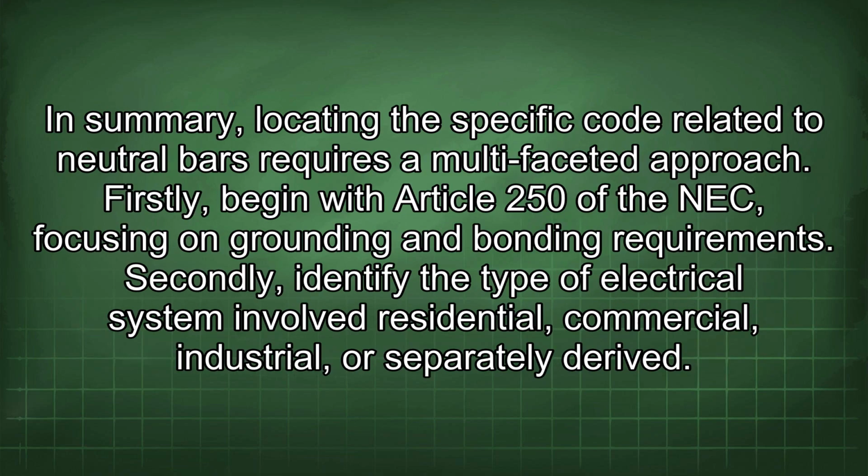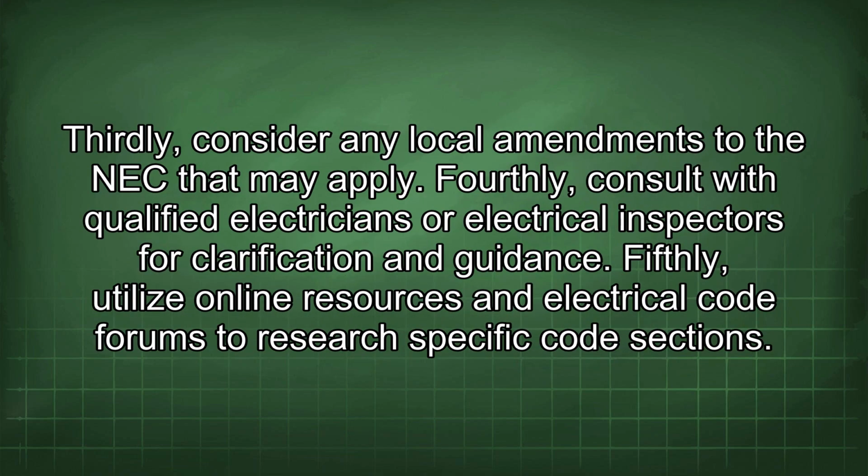In summary, locating the specific code related to neutral bars requires a multifaceted approach. Firstly, begin with Article 250 of the NEC, focusing on grounding and bonding requirements. Secondly, identify the type of electrical system involved: residential, commercial, industrial, or separately derived. Thirdly, consider any local amendments to the NEC that may apply. Fourthly, consult with qualified electricians or electrical inspectors for clarification and guidance. Fifthly, utilize online resources and electrical code forums to research specific code sections.